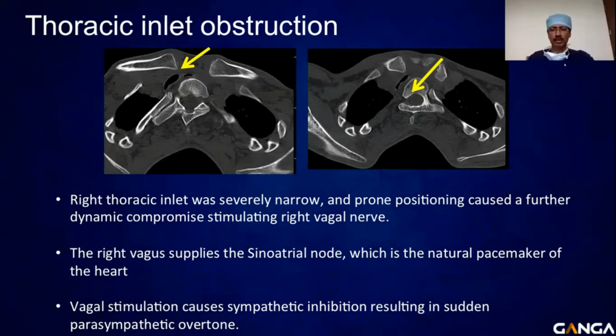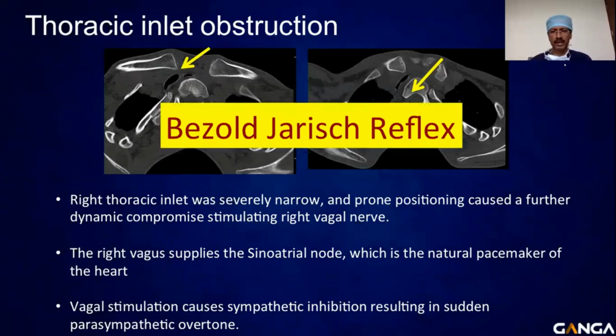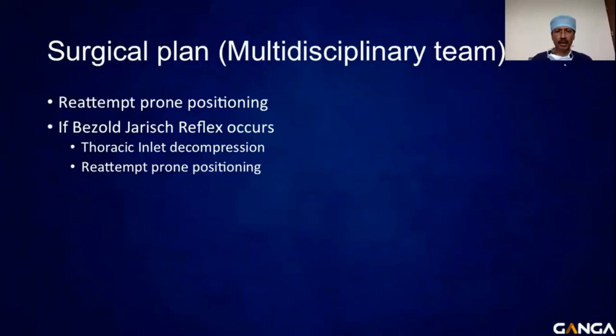Now, in physiology, this phenomenon is well known and is called the Bezold-Jarisch reflex, a subtle irritation of the right vagus nerve leading to a complete asystole. Now, once we realized this phenomenon, we went on to another attempt, where we planned that when the patient is placed prone, if a Bezold-Jarisch reflex occurs, then we will do a thoracic inlet decompression and then we will proceed with surgery.